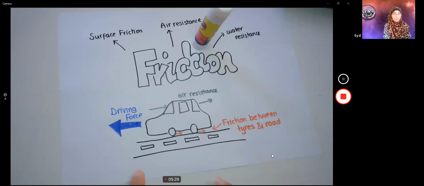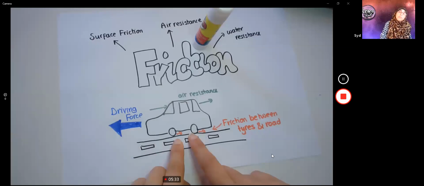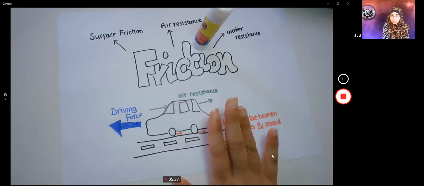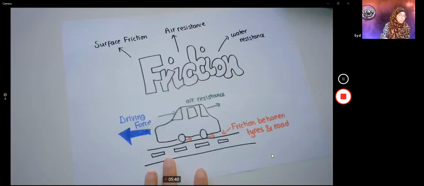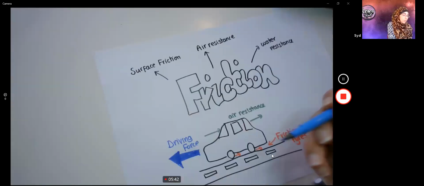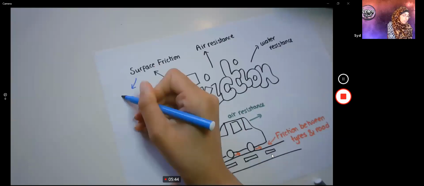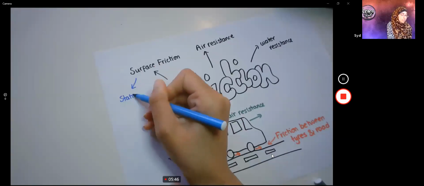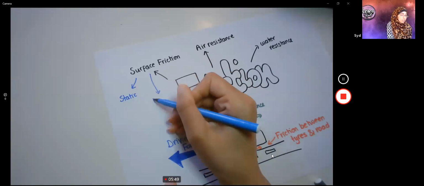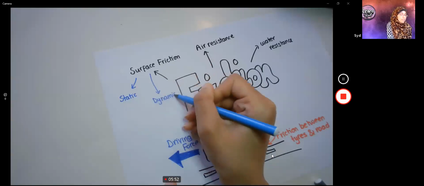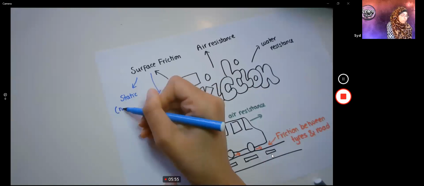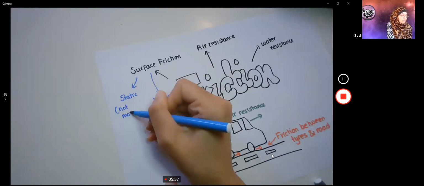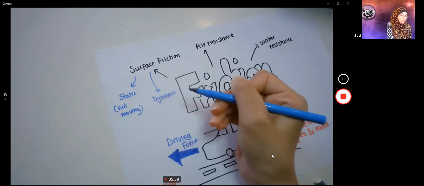So this car is experiencing dynamic friction because it's already moving. Look at this, it's already moving. But this car could be stood still and its tires could still be initially experiencing the frictional forces. So this can be broken down even further into two different types of friction. We're going to have static and we're going to have dynamic. Static is when an object is not moving, and dynamic is for moving objects.